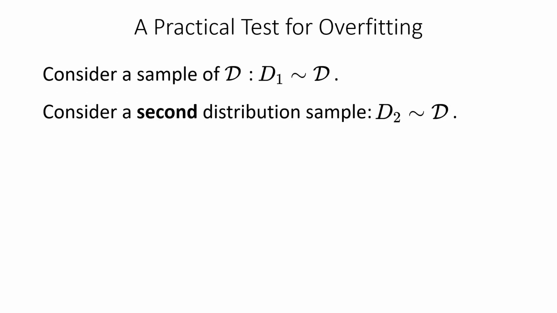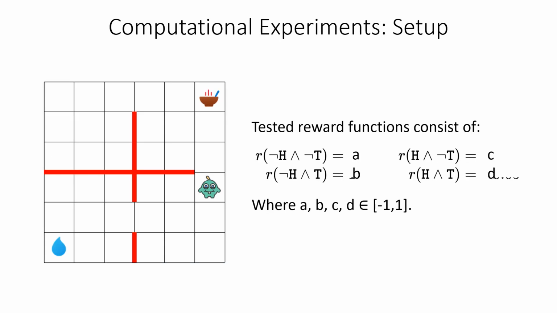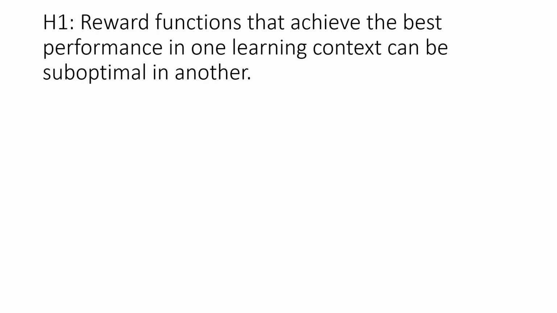Since this definition of overfitting is intractable to test, we consider a second sample of the distribution, D2. Instead of analyzing performance over the whole distribution, we compare the performance between these two samples to check for evidence of overfitting. We test reward functions which consist of 4 values, one for each Boolean combination of the agent's hunger and thirst status. We test over 5,000 reward functions of this form. Our first hypothesis is that reward functions that achieve the best performance in one learning context can be suboptimal in another.